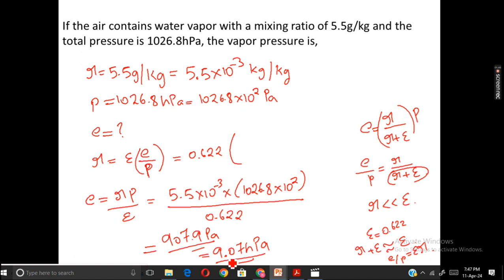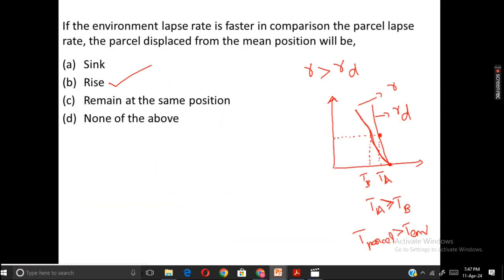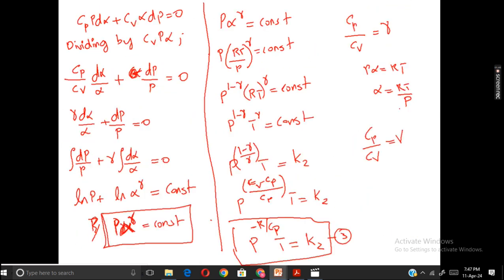So if there is a moist air parcel with total pressure 1026.8 hectopascal and a mixing ratio of 5.5 gram per kilogram, the pressure exerted by the vapor on that parcel will be 9.07 hectopascal. That is the vapor pressure. That's it. I just wanted to revise the concepts that we have already learned.